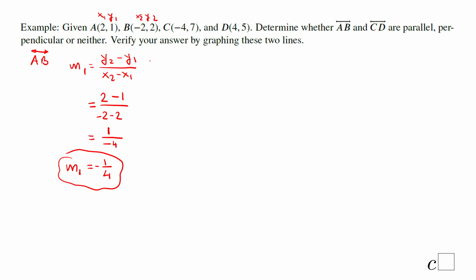Now, very similar, we're going to find the slope of the second line, CD. And now I'm going to label this one x1 and y1, x2 and y2. As you know, you can switch them, that's not a problem. This second slope, using the same formula, is going to be what? 5 minus 7, right? y2 minus y1 over 4 minus negative 4.